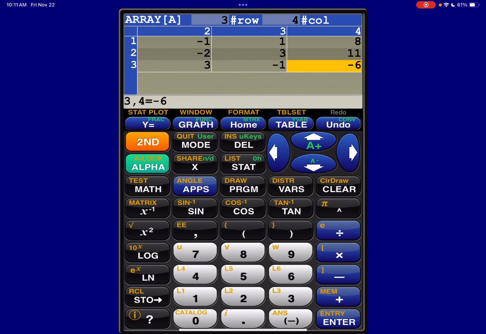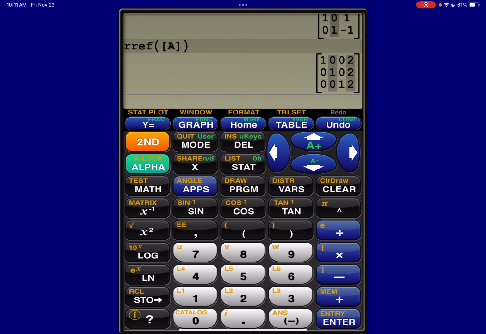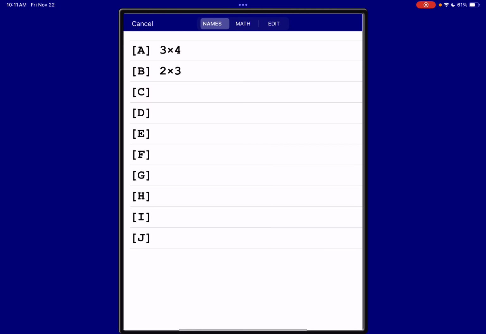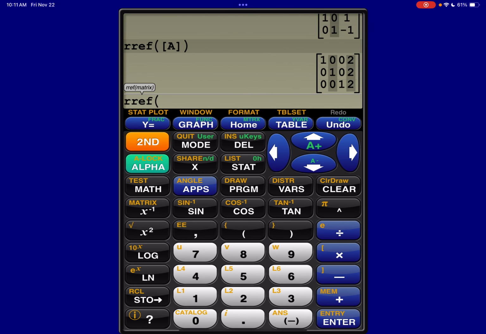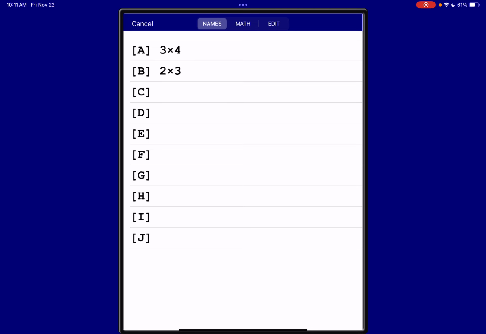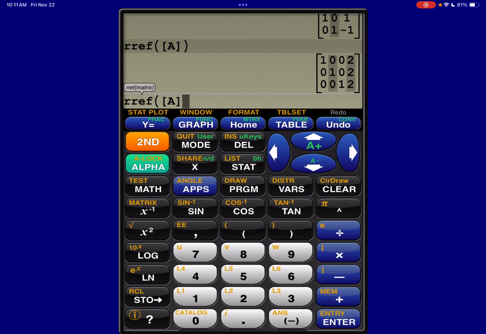Okay. Again, second quit, get out of here. Second matrix, go to math, choose row ref. Okay. And now go back to second matrix, choose the name A. This is where we had it. Okay. And here's our answer. What's the answer? It's right there behind all those 1, 0, 0. So the last column gives you the solution, which is 2, -3, and 1.